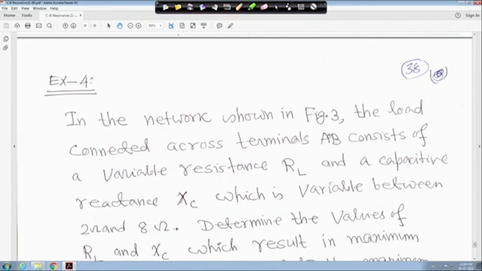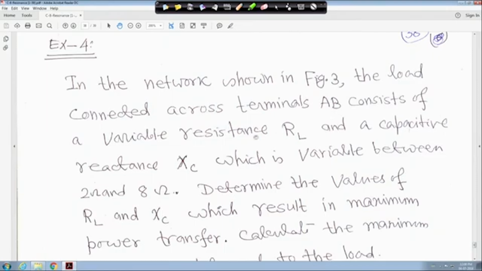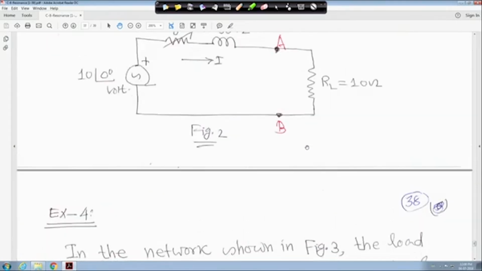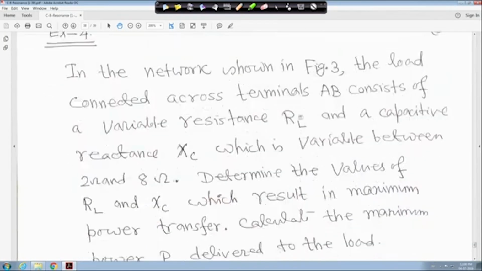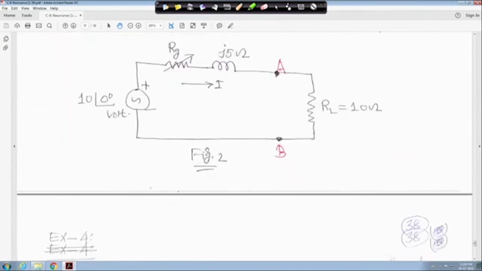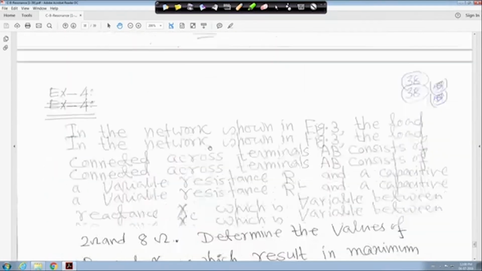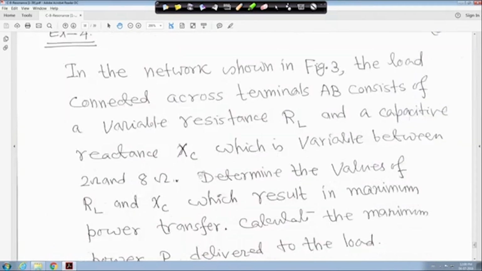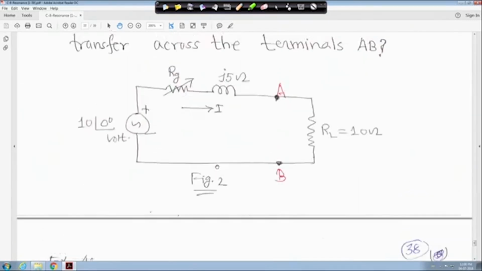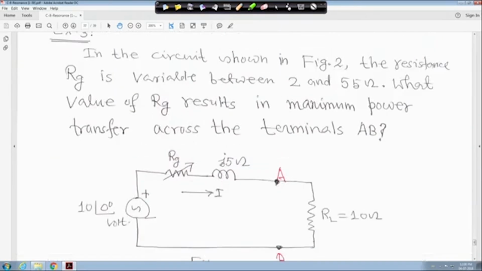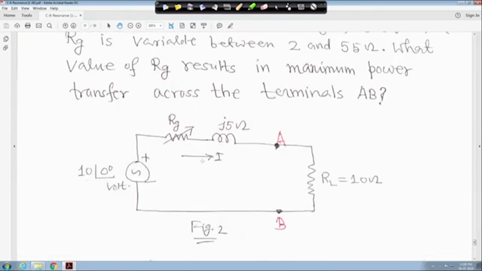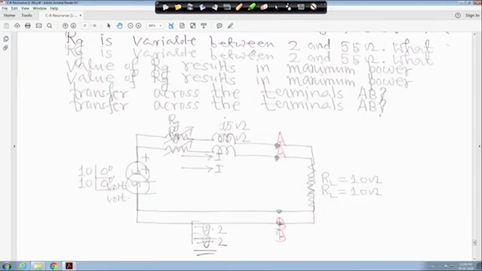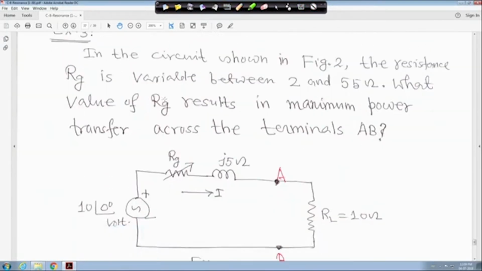In the network shown in figure 3, the load connected across terminal AB consists of a variable resistance RL and a capacitive reactance XC, right? Which is variable between this one, just 1 minute. This problem actually I have not solved. You have to find it out. This is not solved here, right? So this is an exercise for you. This you solve it, right?